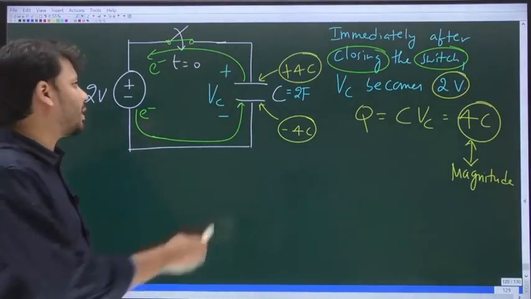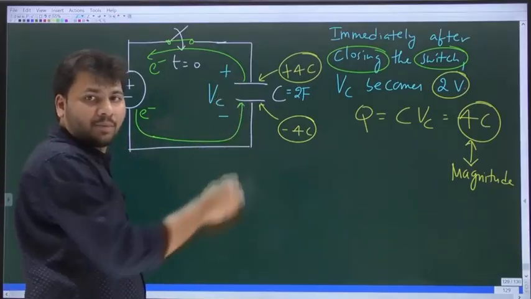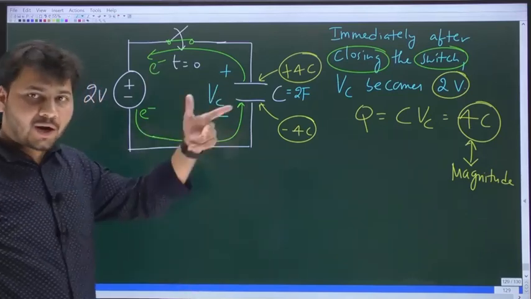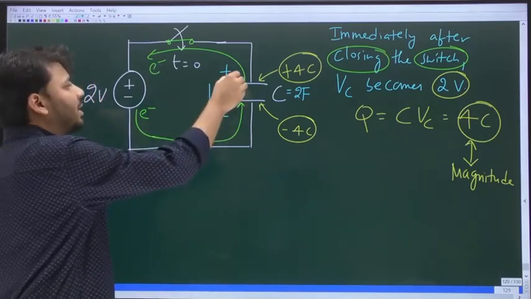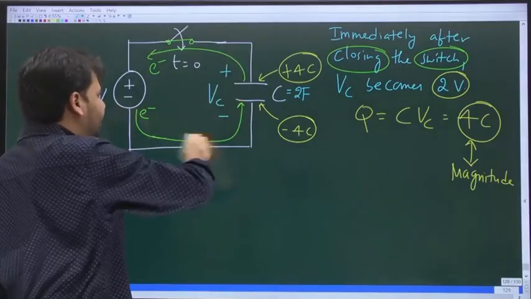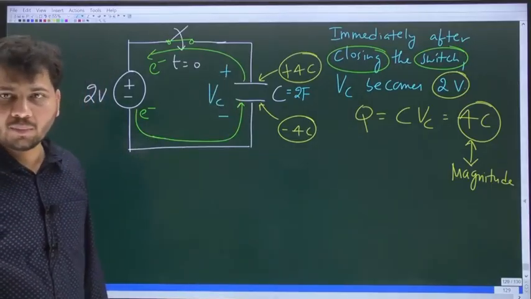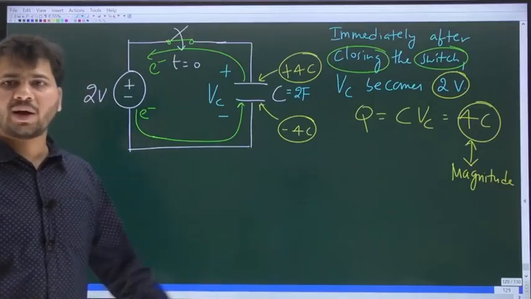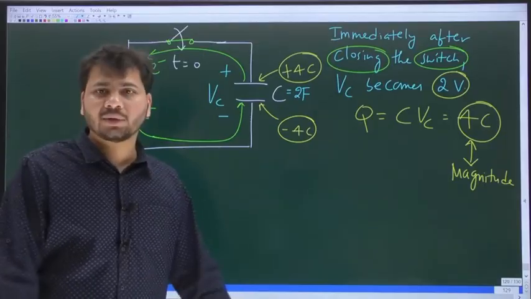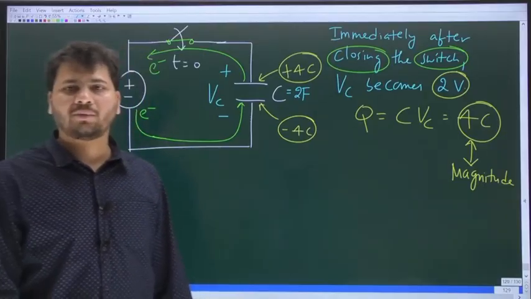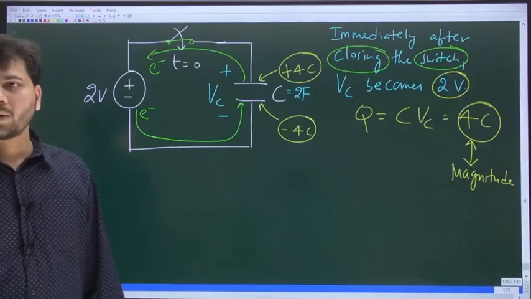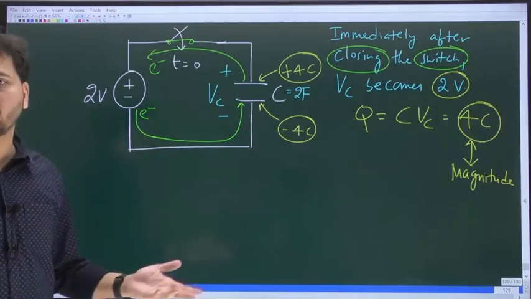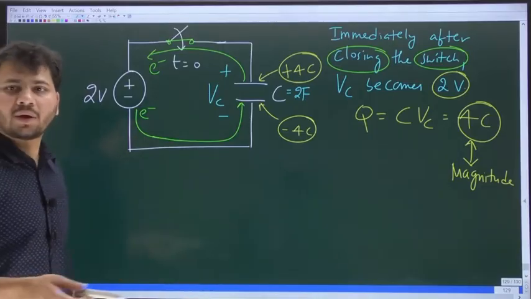Also look at the electrons. They are moving not within the capacitor, but outside the capacitor, in the external circuit, not between the two plates. Electrons are removed from the top plate and deposited on the bottom plate. What is the direction of electrons in the circuit? Clockwise or anti-clockwise? Please comment in the chat box. Anti-clockwise. Do you all agree with that? Yes, counterclockwise.